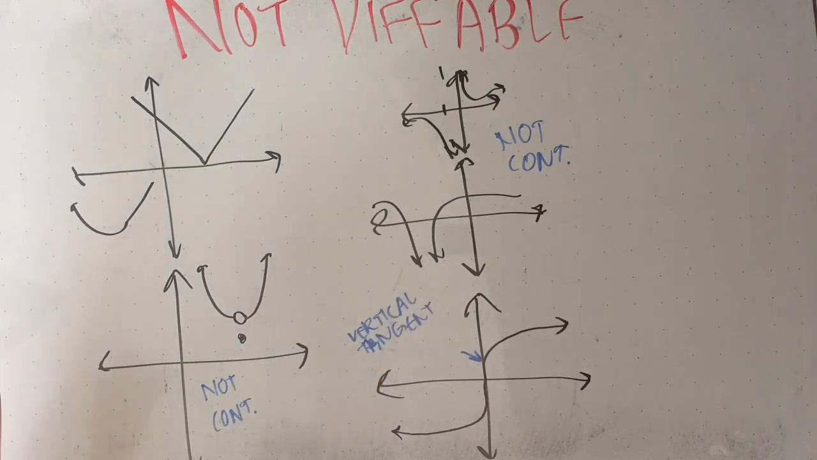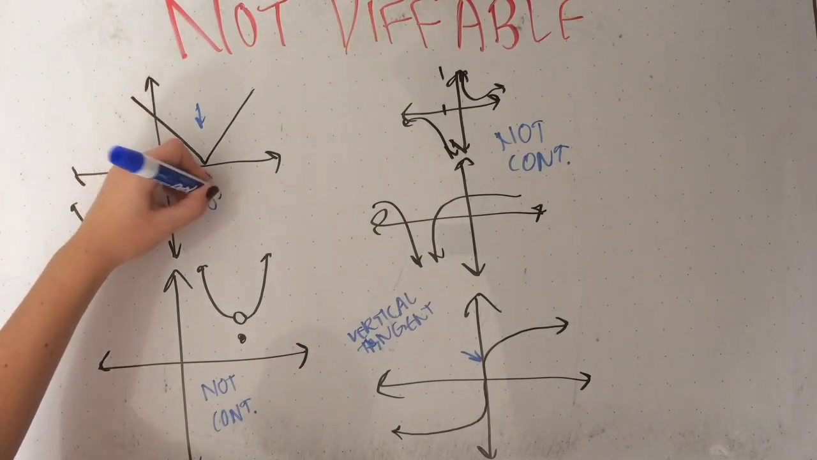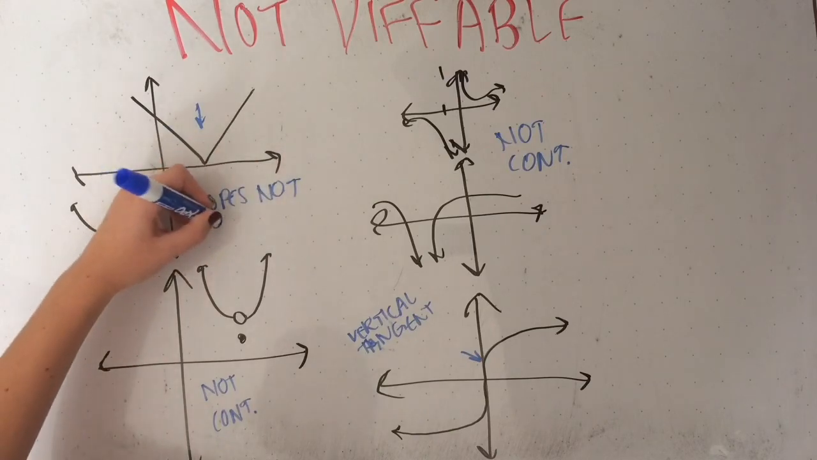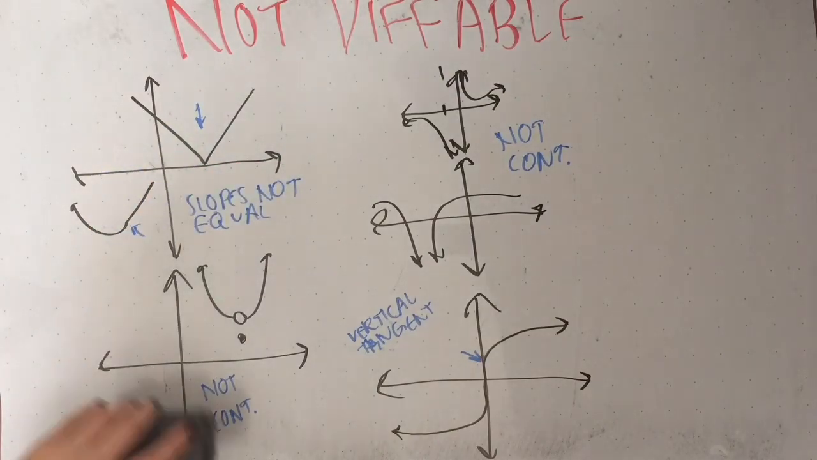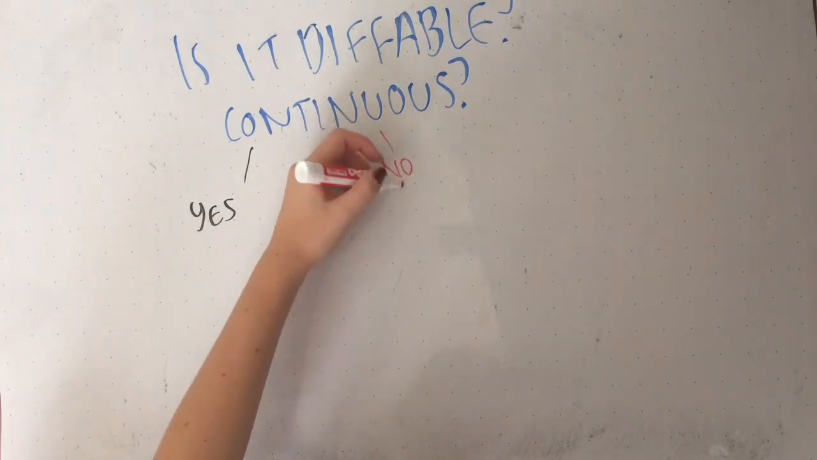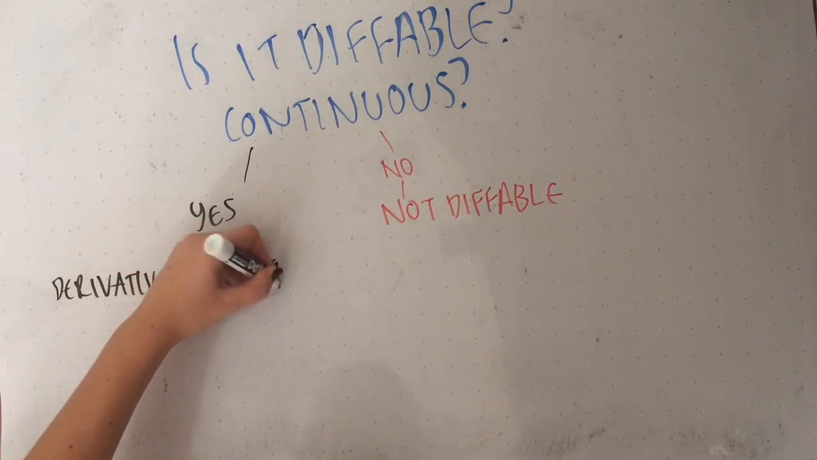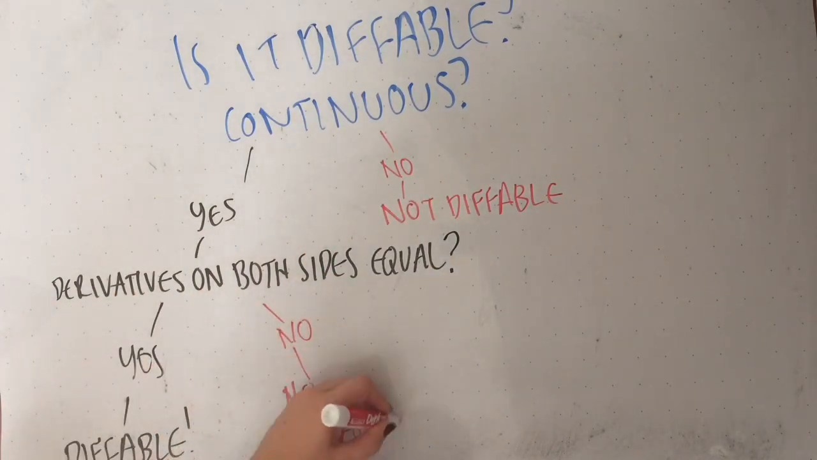And then when there's a corner, the slopes on both sides switch instantly at that point. So it's not like a parabola where it's a slow transition. The slope is just different on both sides, so they're not equal to each other, so it's not differentiable. So when trying to figure out if something's differentiable at a point, first check if it's continuous. If not, it's not differentiable. And if it is, make sure the derivatives on both sides of the point are equal. And if so, then it's differentiable.